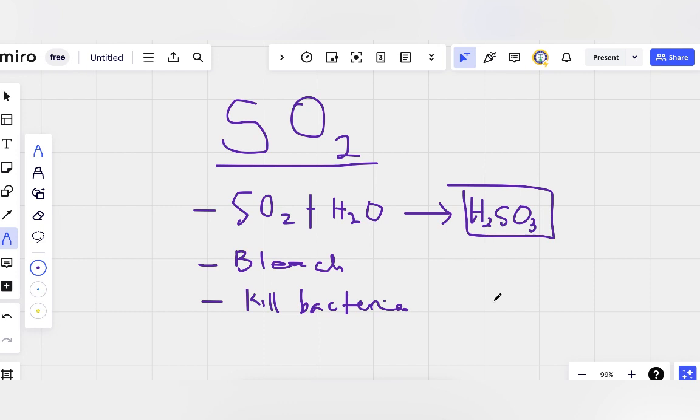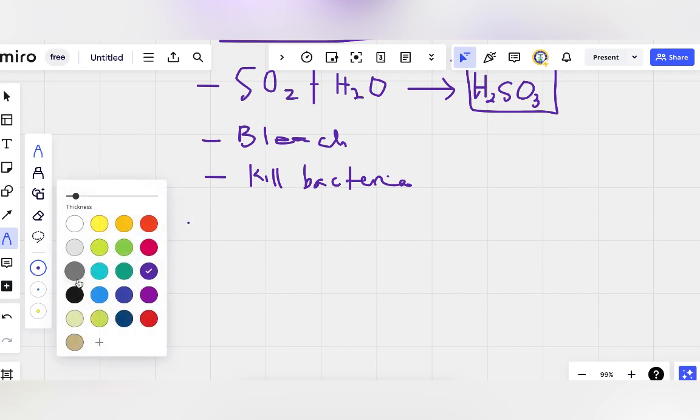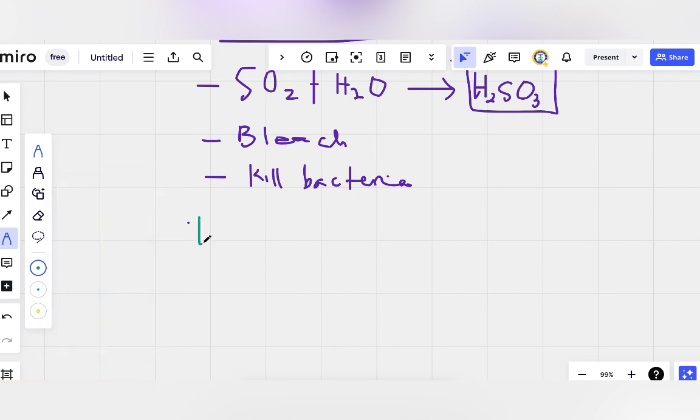Now let's talk about the uses of sulfur dioxide. What do we use it for? Obviously, we know it's used for manufacturing. Let's change the color. Uses of SO2, sulfur dioxide. What do we use it for? For manufacturing sulfuric acid. So one is for making sulfuric acid.